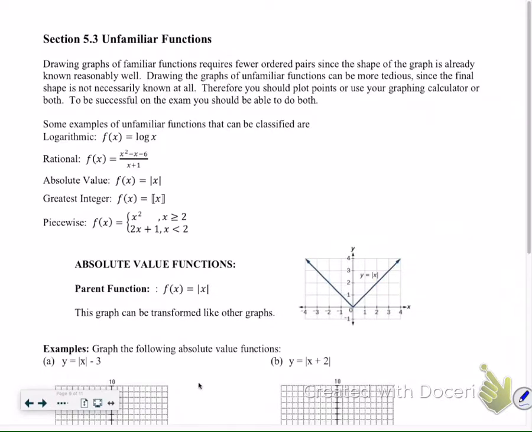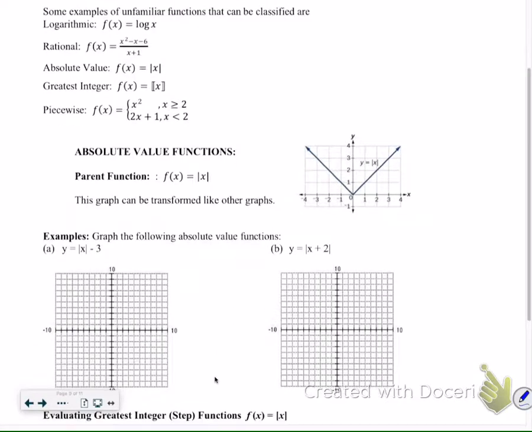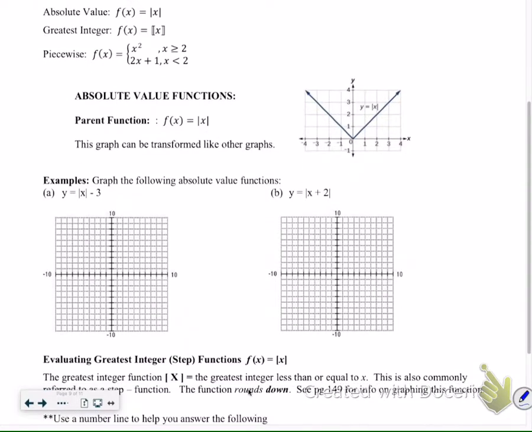This one does have a parent function of the absolute value of x, and that's over there to the right. You can transform this graph just like you would any other ones. So for example, looking at A here, we have the absolute value of x minus 3. Now that's as opposed to the absolute value of x plus 2. If you have something on the outside, that's going to move it vertically. So this graph's going to go down 3. All the points are going to go down 3. For B, because that plus 2 is on the inside, that's a horizontal shift. That's going to go left 2.